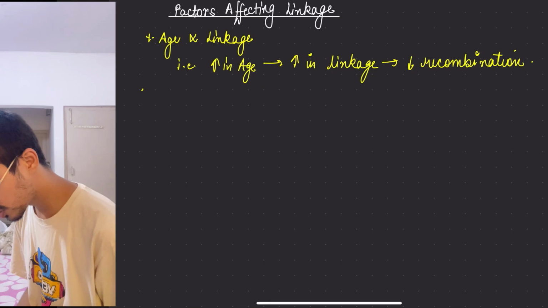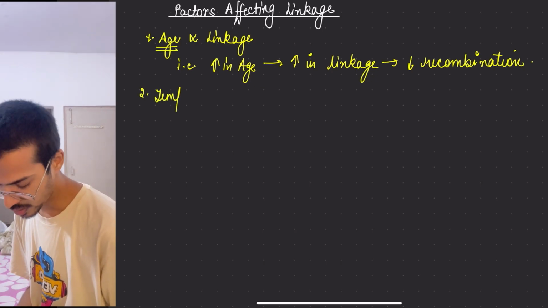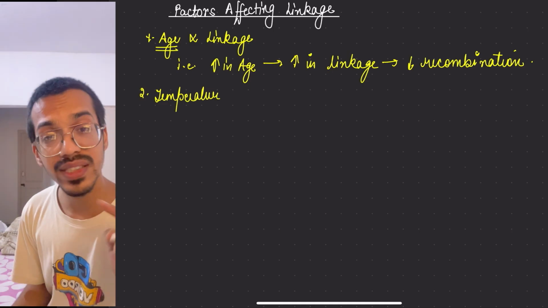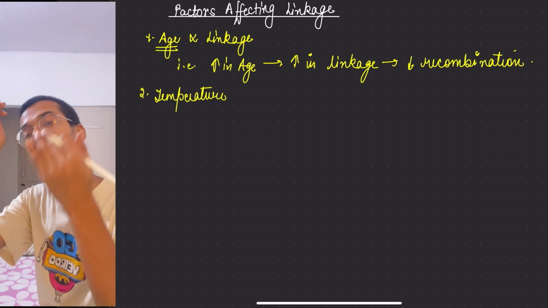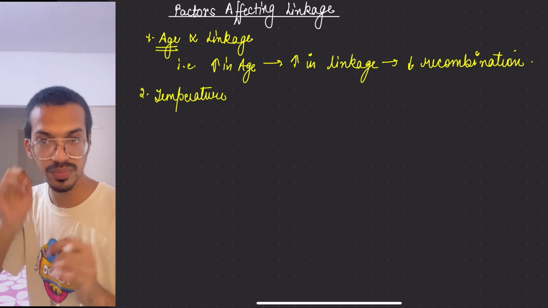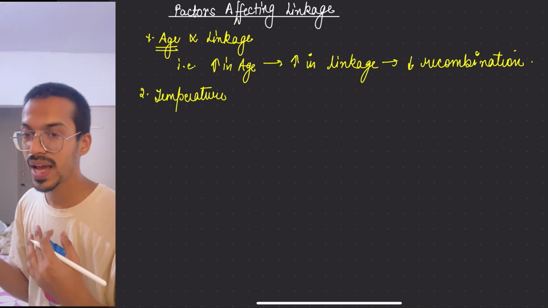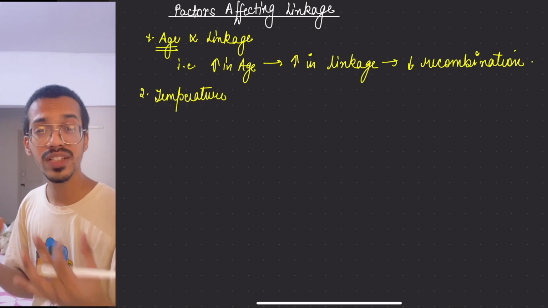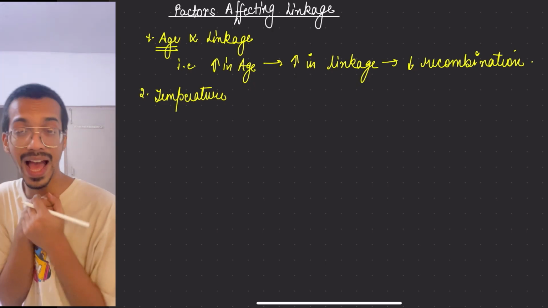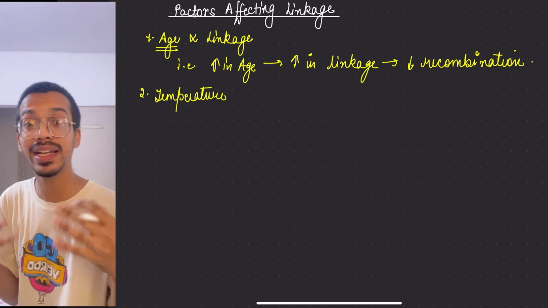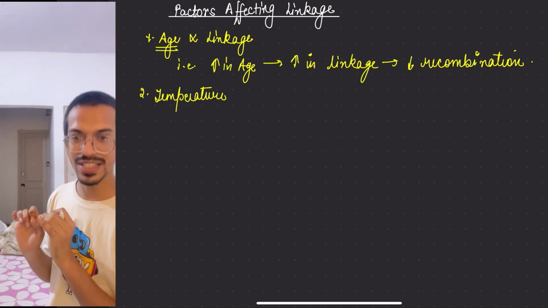After age, the next thing is temperature. Now with temperature, it is reciprocal, inversely related. Means as temperature increases, linkage decreases. Means genes will separate apart, because just think that if me and my friend are there, and in winters we will sit closer so that we can have a little bit of heat, but in summers we will say, "Get away from me, man," like that.